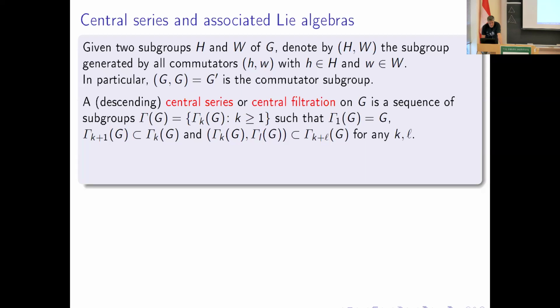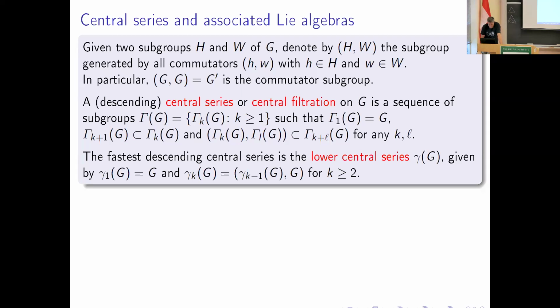And out of those central filtrations, so central means that the consecutive quotients of this filtration are abelian groups, you can look at the fastest descending central series. It's known as the lower central series. So that's defined like this.